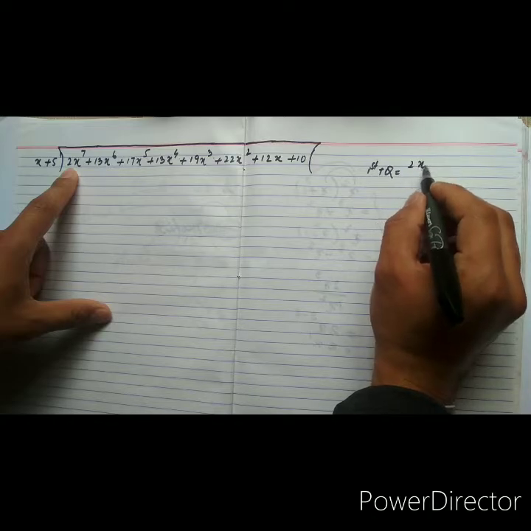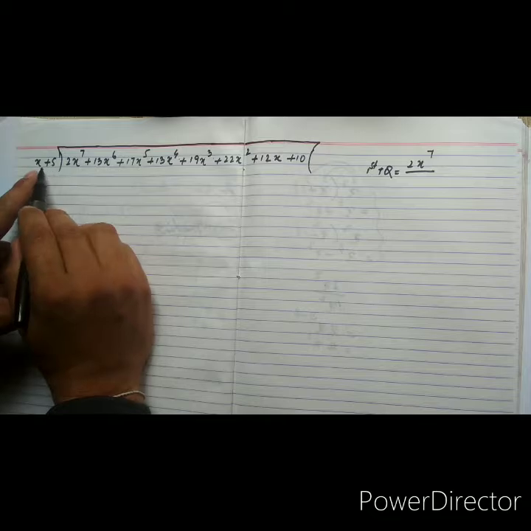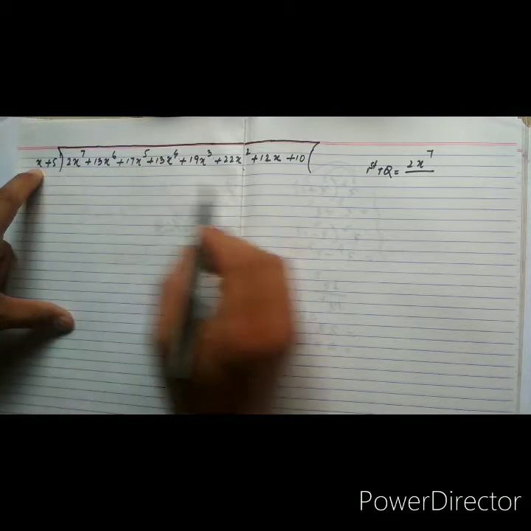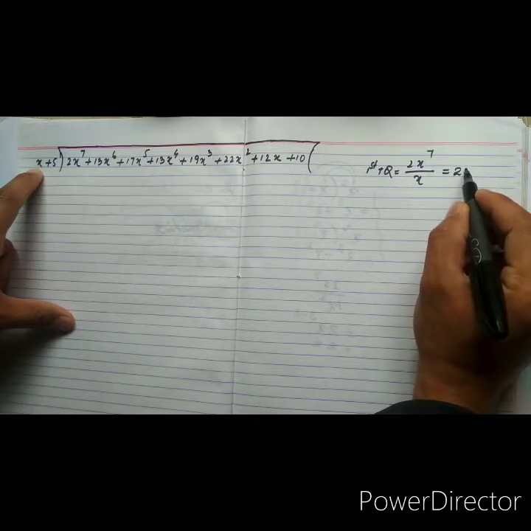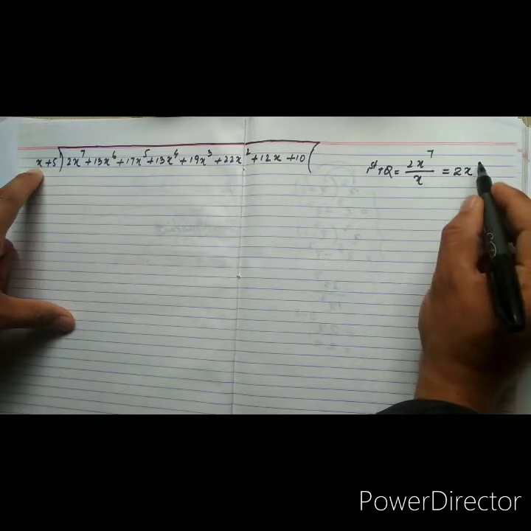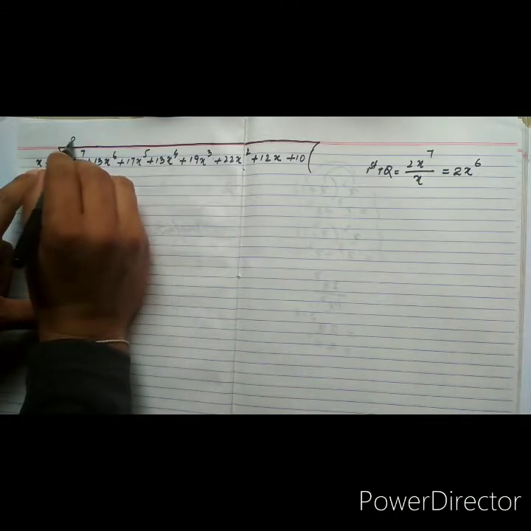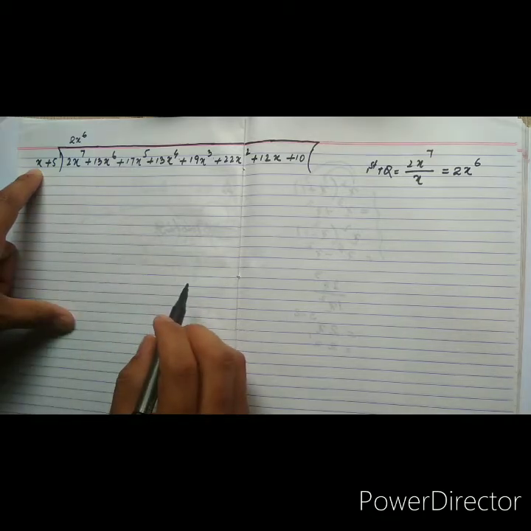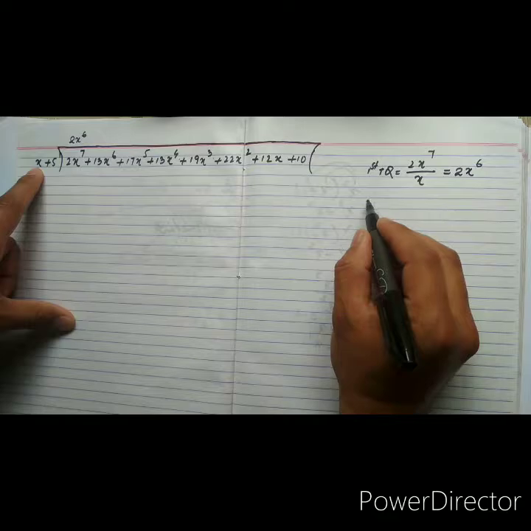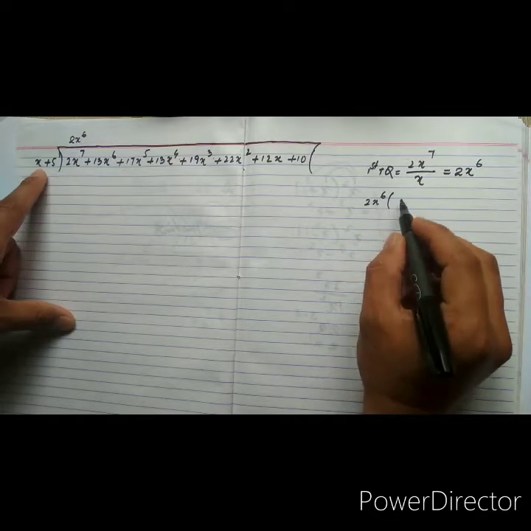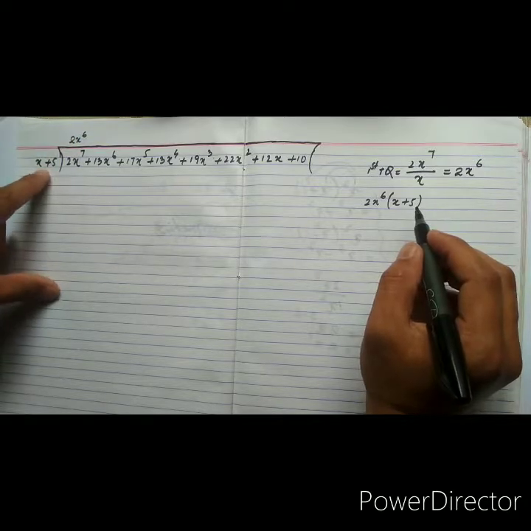I will write here twice x to the power 7. But in the divisor, which term has the highest power of the variable? The first one only, x. So what we'll get now, we'll get here 2x to the power 7 minus 1 is 6. This twice x power 6 is the first term of the quotient. After that we will multiply twice x power 6 with x plus 5. We will multiply this term and this divisor.